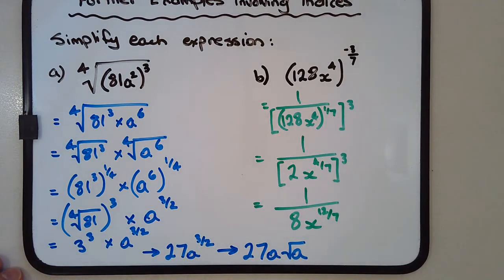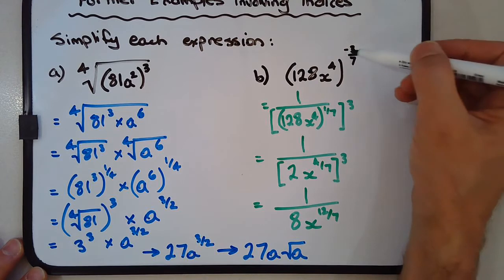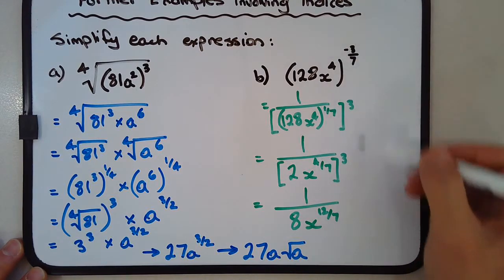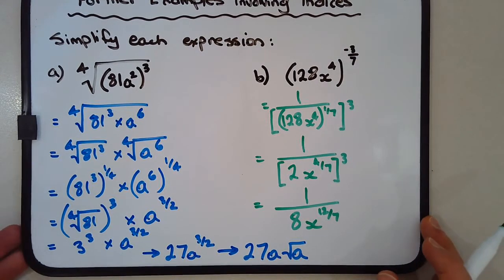Okay. So this is part B, expressed with a positive index. Okay, so if you're ever asked to express this with a positive index, we've got to take this negative and turn it into a reciprocal. All right, let's have a look at two other examples.